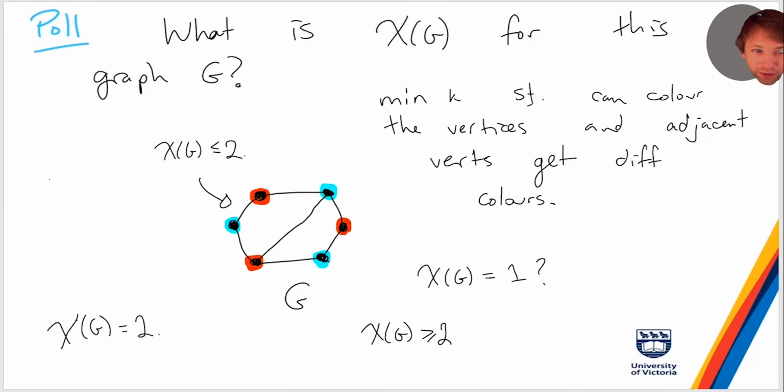So thanks to anyone who answered this. I think the majority got the right answer. A few people said 3, but yeah. Is it clear? Any questions about this example? Okay, so just to clarify, if we wanted to show the answer was 3, we have to show that there's no coloring with two colors, but this example shows that there is a proper coloring with two colors.